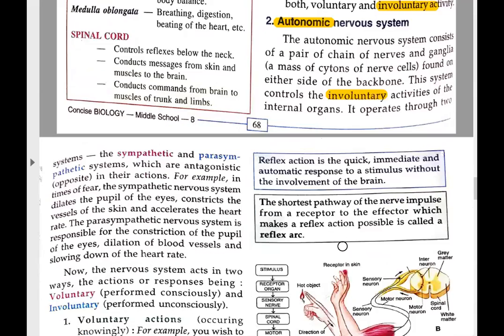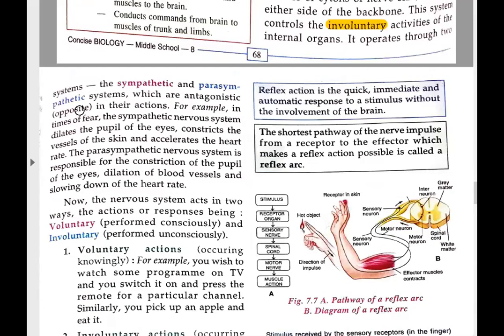So it operates through two systems. Your autonomic nervous system will have two types. What are those? Sympathetic and parasympathetic system. Which are obviously opposite to each other. Sympathetic and parasympathetic means antagonistic. For example, one system increases the speed of action, and one relaxes it.